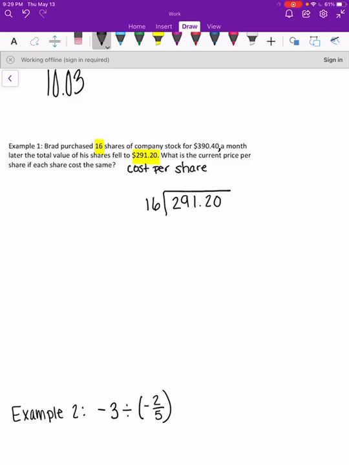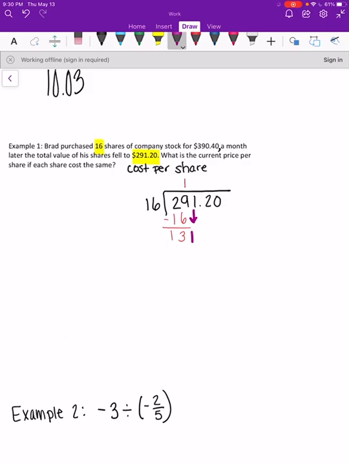All right, so 16, how many times does it go into 29? It goes into 29 one time. 1 times 16 is 16. 29 minus 16: 9 minus 6 is 3, 2 minus 1 is 1. And then we want to bring down the 1. So now we have 131.